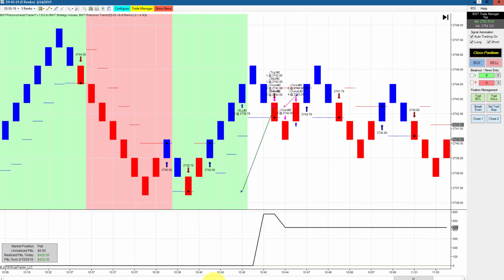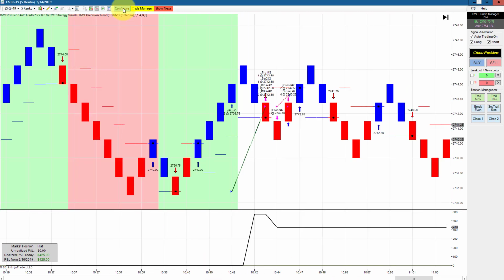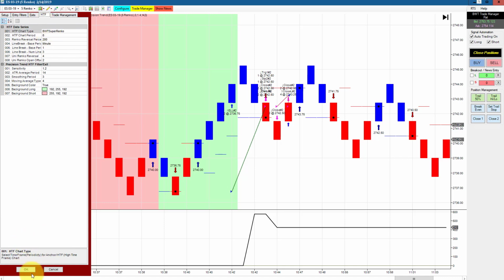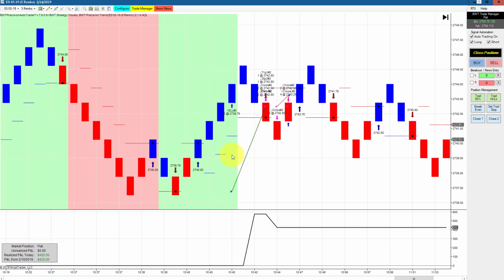Okay, the ES on a regular 5 Renko chart is also pretty reliable. This had a decent gain of 400 today. The goal is 800, so shy of its goal. This one is with the Super Renko 8-tick as the higher time frame.